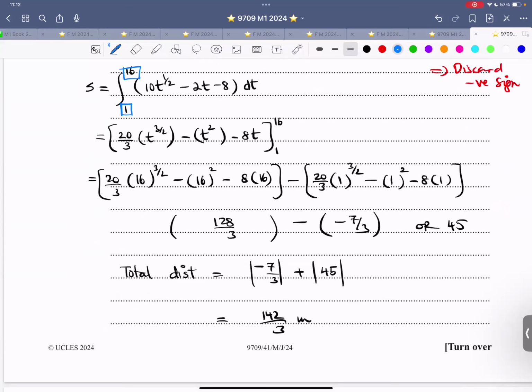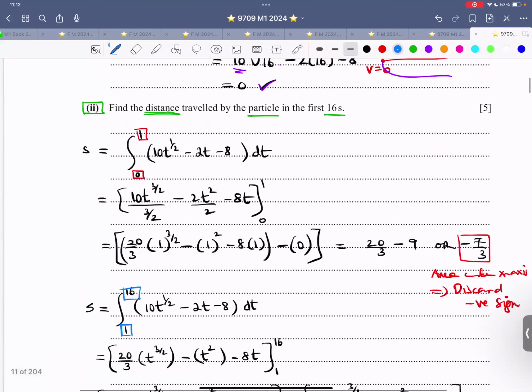Some of you might be studying P3. So this answer comes out to be 45. So this is -7/3. Take the modulus, 45, add it up. This comes out to be 142/3. That is the distance covered.